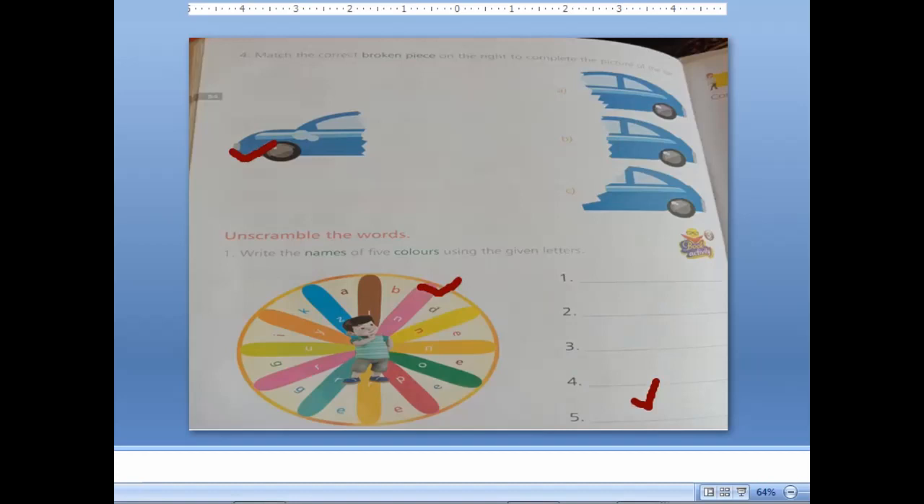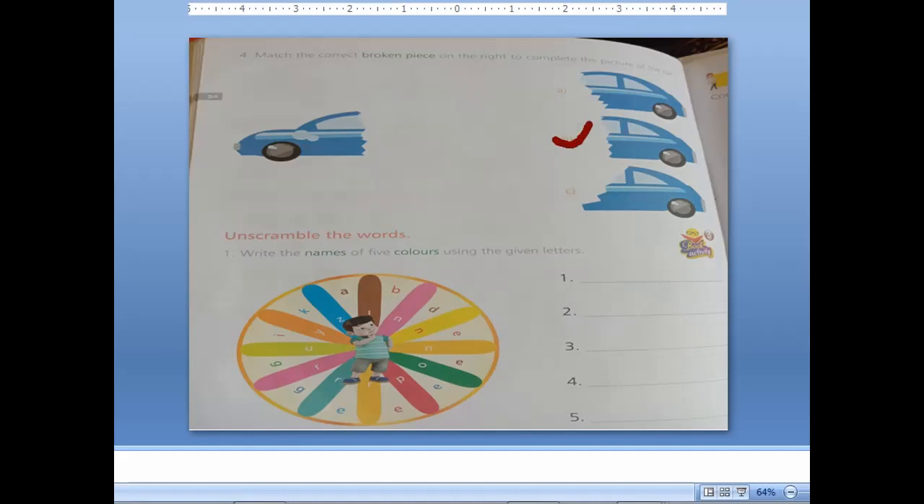Okay, cuties. Next one is page number 54. Match the correct broken piece on the right to complete the picture of the car. So match the image of the car. Okay, cuties. The correct answer is, look at the image. The correct answer is option B.